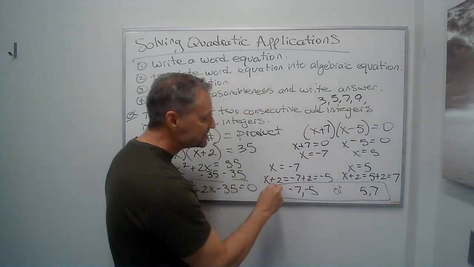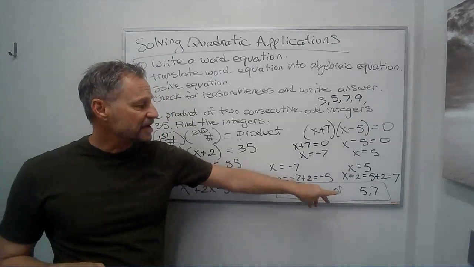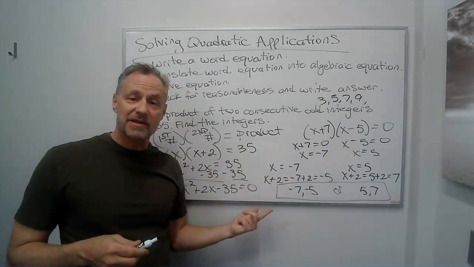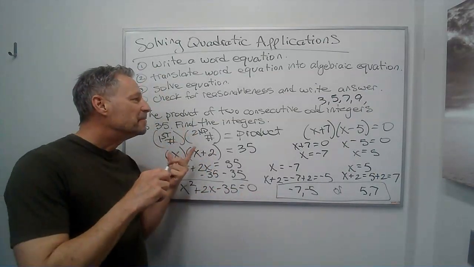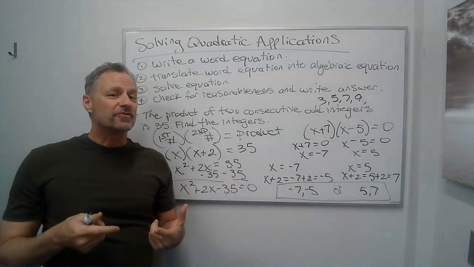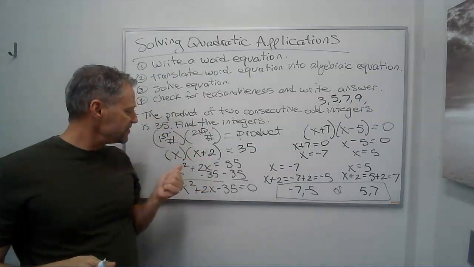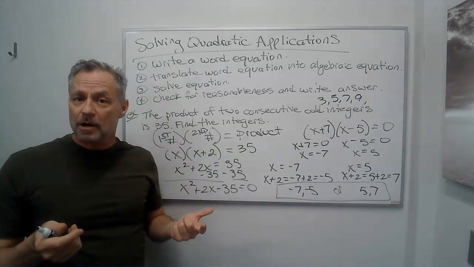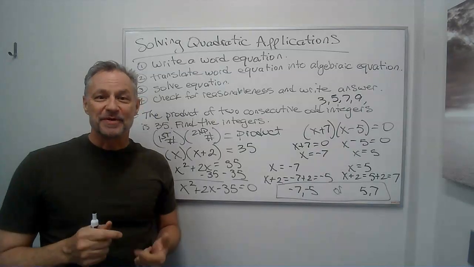Now, if they had said, instead of integers, whole numbers, remember, whole numbers can't be negative, so I'd only have the 5 and the 7. But they said integers, so it might be either pair. So I get two answers. Be careful, but my big thing here: write the word equation first if you're having trouble getting the equation. Some people go straight to the equation. If you can go straight there, just do it. But if you're having trouble, write the word equation first and then translate it to an algebraic equation.